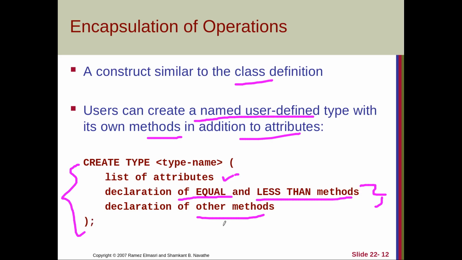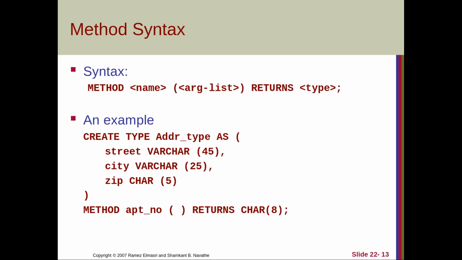So list of attributes and list of methods, method declarations will provide the encapsulation in SQL 99. Now we will see the syntax of providing a method: method name, then the list of arguments, then returns return type, semicolon. This is the way in which we are providing a method: method keyword, method name, parameters, returns return type, semicolon.